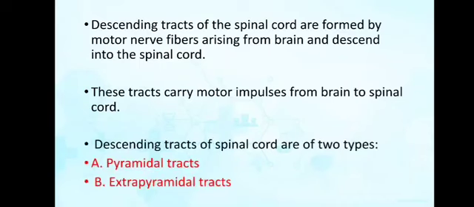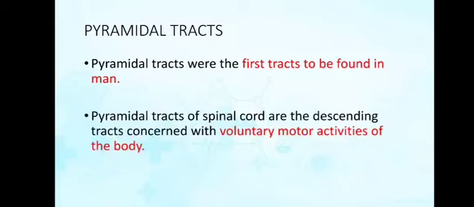Descending tracts of the spinal cord are mainly of two types, pyramidal tracts and extrapyramidal tracts. Pyramidal tracts were the first tracts to be found in man, and the pyramidal tracts of the spinal cord are the descending tracts concerned with voluntary motor activities of the body. These tracts are otherwise known as corticospinal tracts. There are two corticospinal tracts, the anterior corticospinal tract and the lateral corticospinal tract.